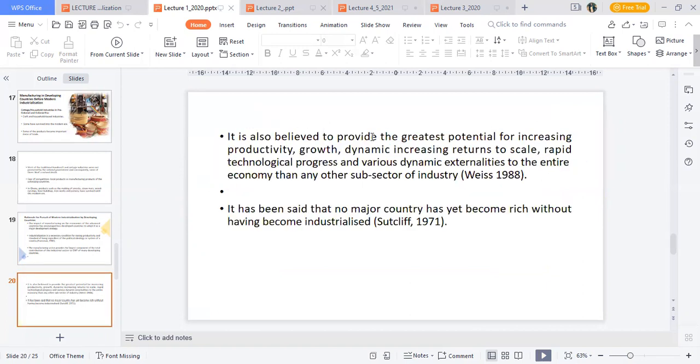It is also believed to provide the greatest potential for increasing productivity, growth, dynamic increasing returns to scale, rapid technological progress, and various dynamic externalities to the entire economy than any subsector of industry. So they are talking about what we discussed earlier, that GNP, when you practice industrialization, it adds up to what? Your GNP, and it contributes larger components.